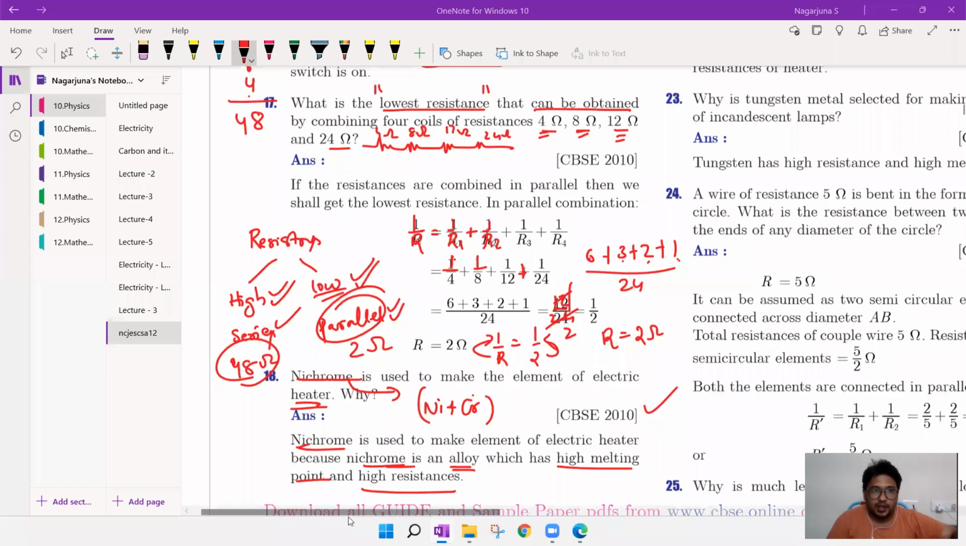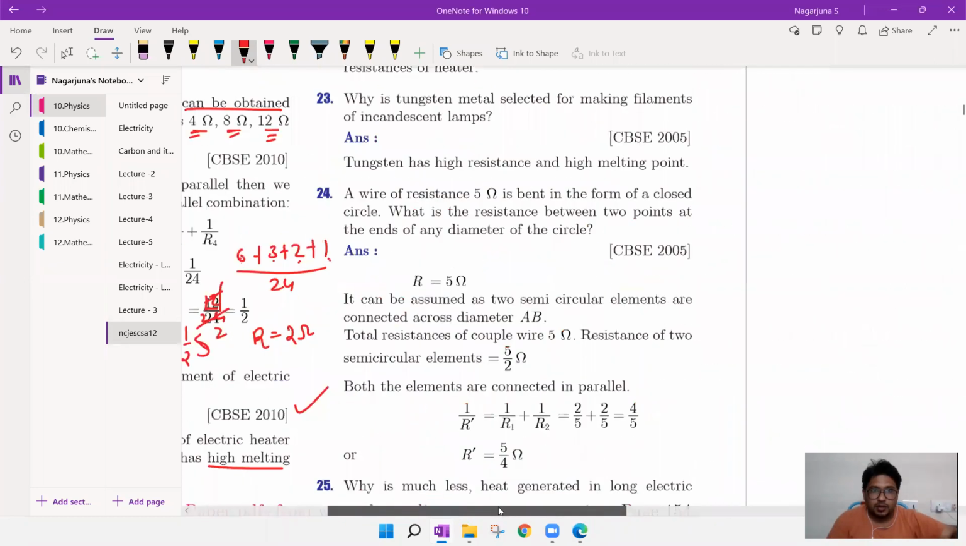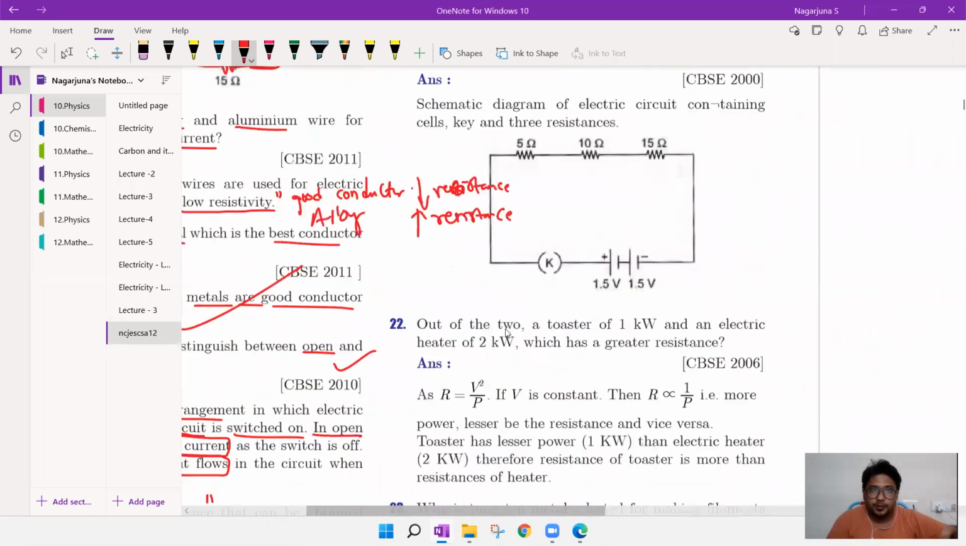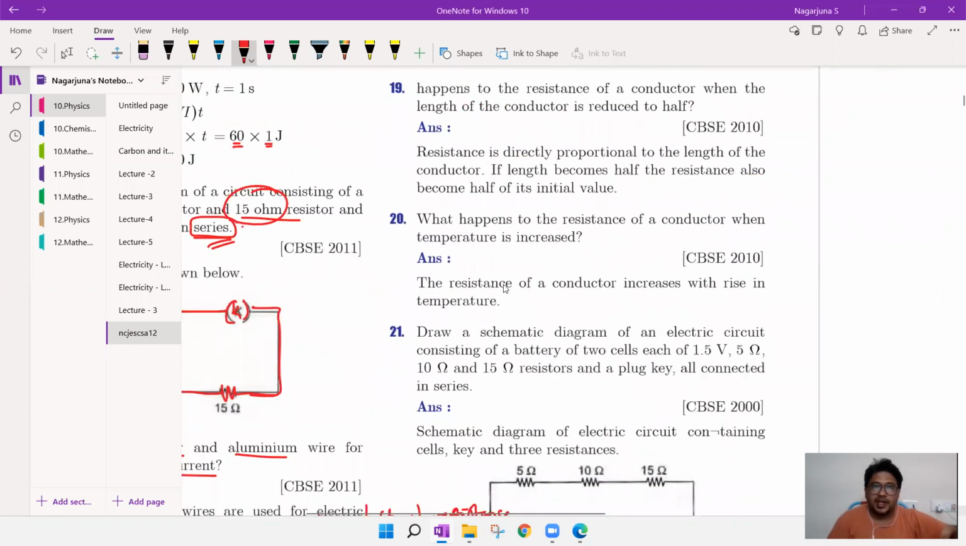So we completed 18 questions. Let us see the remaining. Okay, 19th one. What happens to the resistance of a conductor when the length of the conductor is reduced to half?